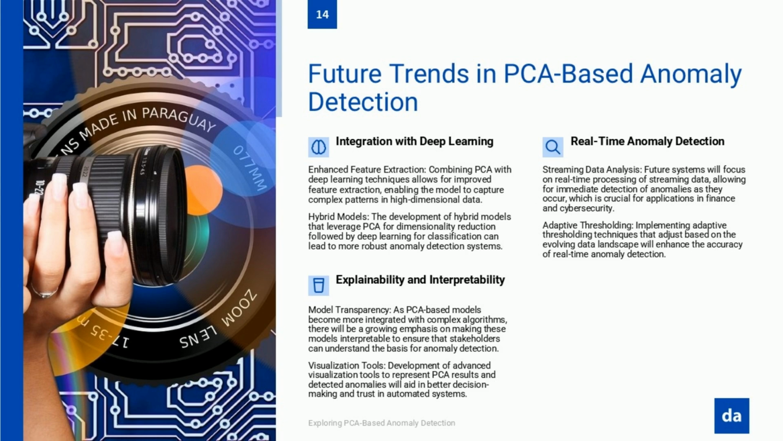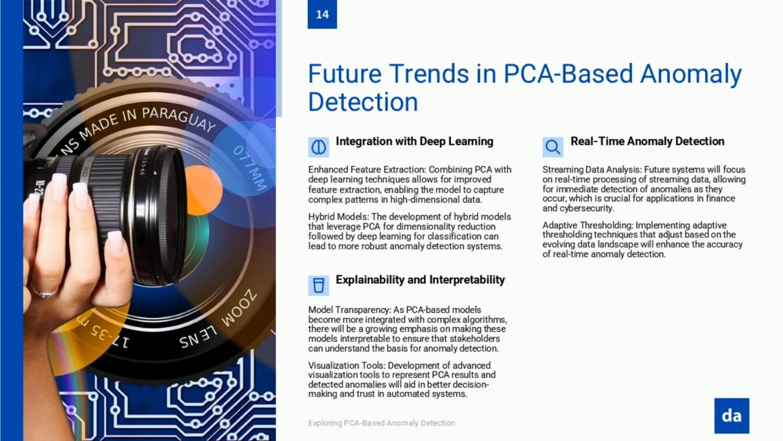Lastly, hybrid approaches are gaining popularity. Instead of relying on PCA alone, organizations are combining it with other anomaly detection methods, such as isolation forest, one-class SVMs, and deep learning models. These multi-layered approaches allow PCA to handle dimensionality reduction and noise filtering, while other algorithms focus on nonlinear relationships and decision boundaries. This creates more robust anomaly detection pipelines that can handle a wider variety of datasets and anomaly types.